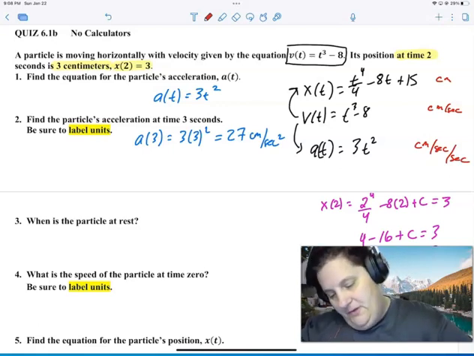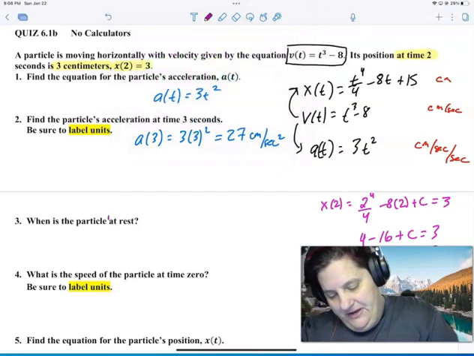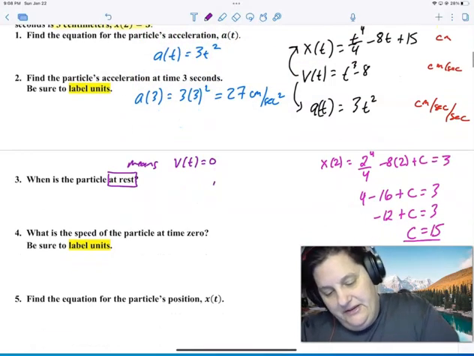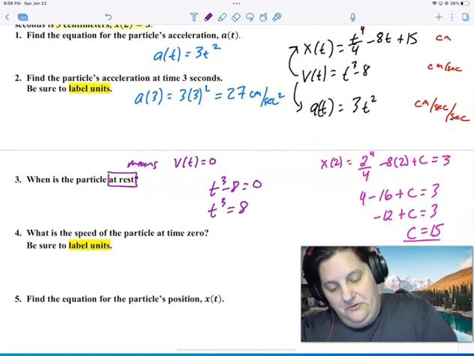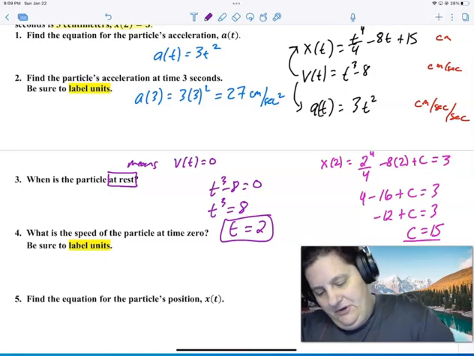Perfect. Okay. When is the particle at rest? We want to remember that at rest means velocity equal to 0. So if I set t to the 3rd minus 8 equal to 0, I'm just going to do a quick solve here. The cube root of 8 is 2. There are a couple other solutions in there, but they're imaginary, so I'm good. I'm going to say at 2 seconds, it's at rest.